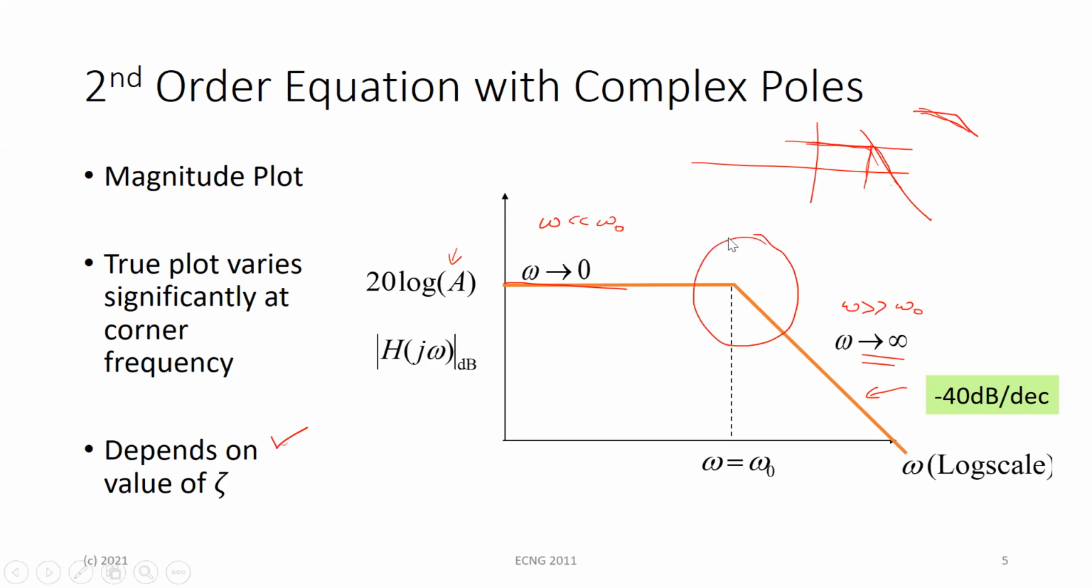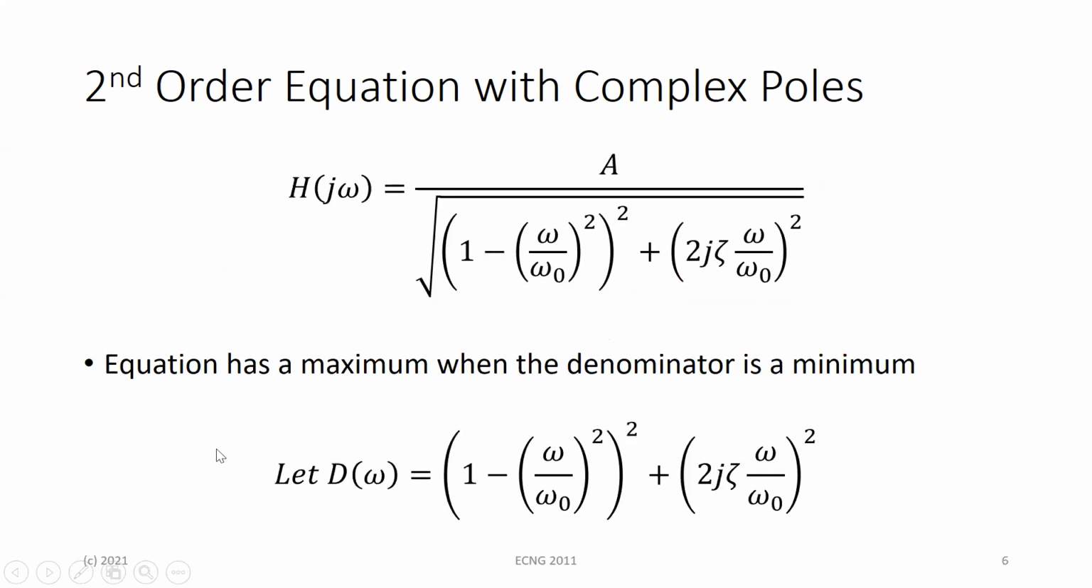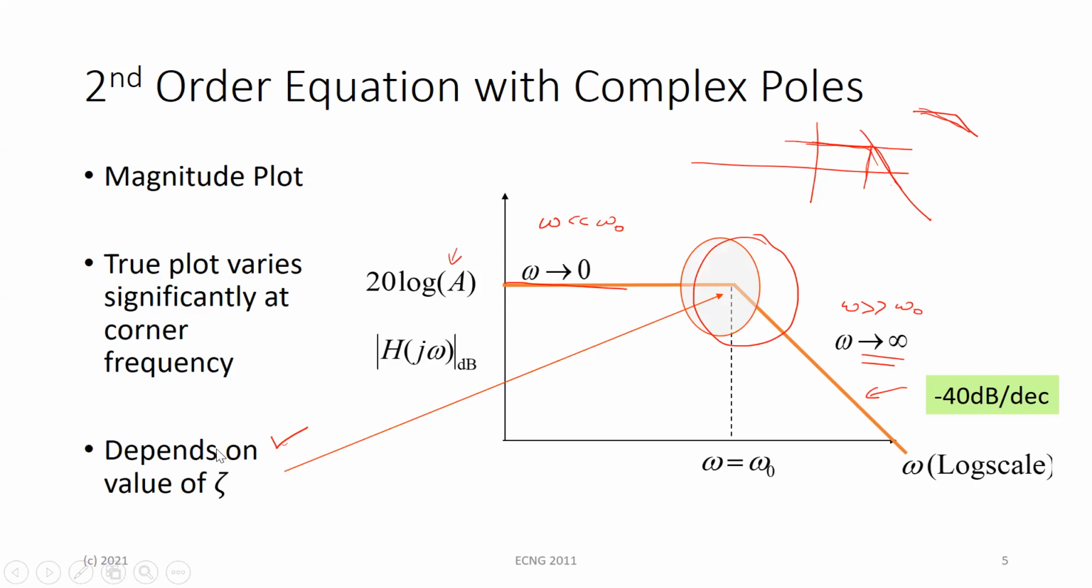If you were to just join the lines here, this is ideal without a complex pole. And what happens at this point here varies significantly with the value of the damping factor. All right? And we're going to see now what exactly that variation is. That is what this lecture is supposed to be about.